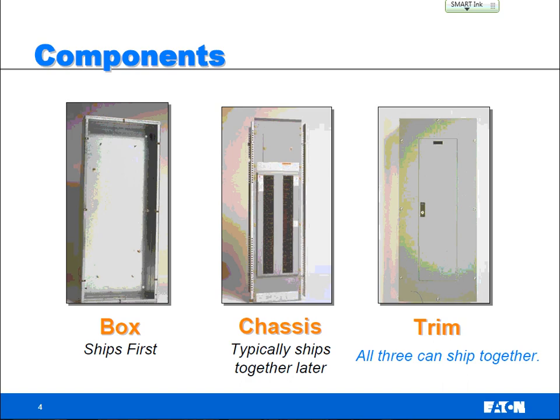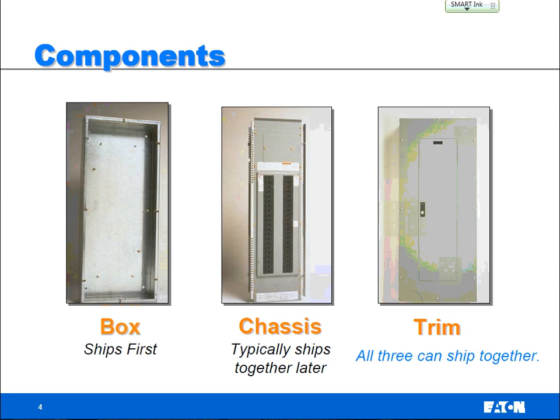A panel board is going to come in three pieces. There's going to be a box, a chassis, and a trim. From a manufacturing standpoint, we ship those in at least 2 shipments, often 3 shipments. The first thing to go is the box. 4 weeks later, 3 weeks later, 2 weeks later, you'll get the interior. Why is that important? Because the contractor, when he gets that box, can spend a day or so mounting the box, connecting some conduits, doing some install in the box itself before he gets to the interior.